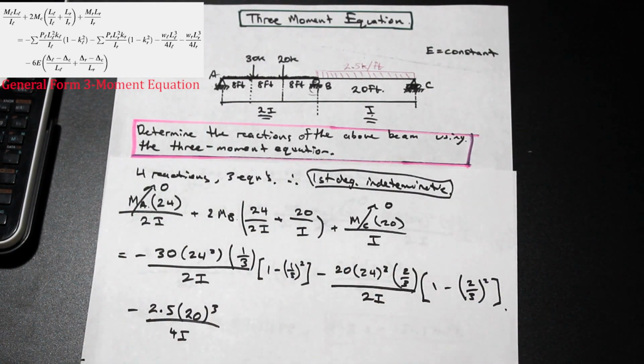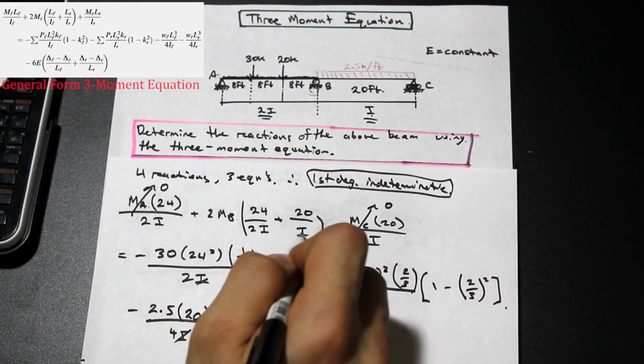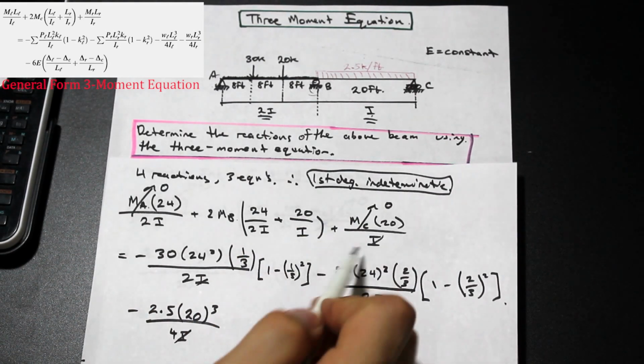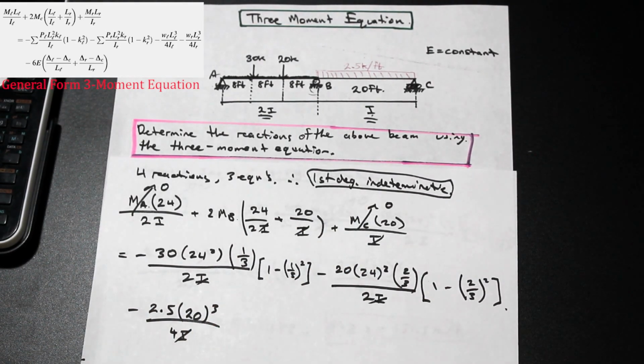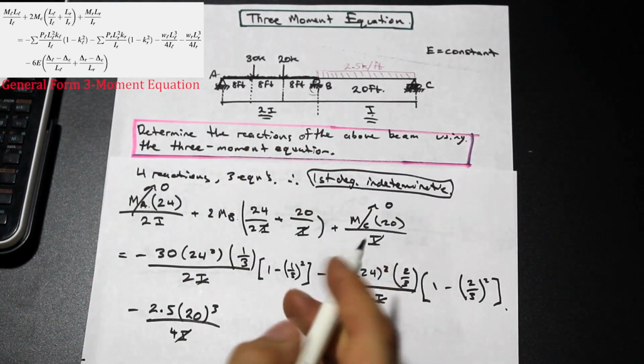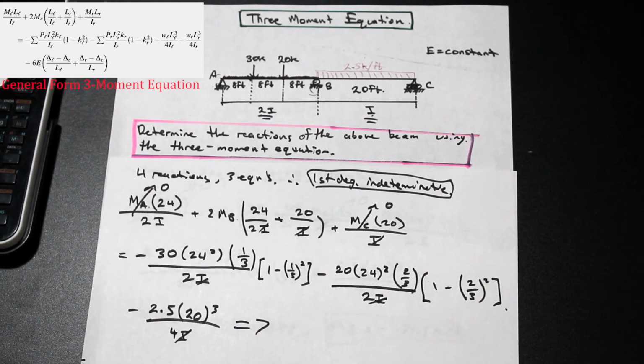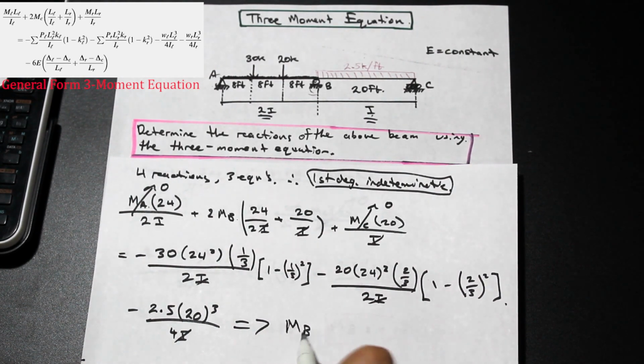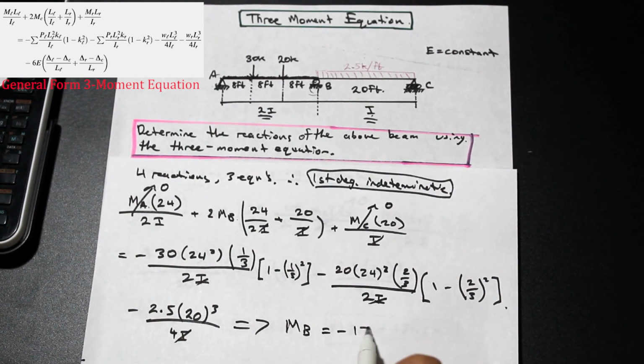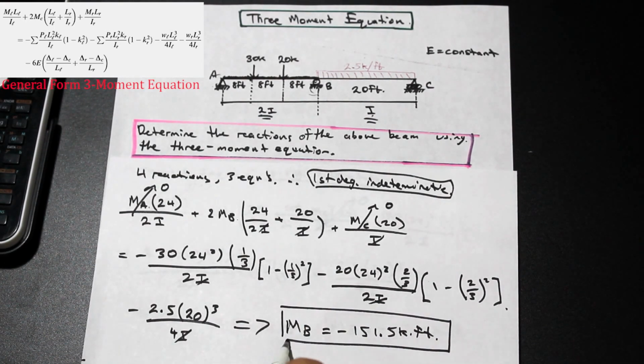All you need to do is work this out. All the I's are going to end up canceling in the end, so you can start canceling these out, because they're constant and they're in every single term. Go ahead and work that out. Be careful. What you are going to get is that MB is equal to negative 151.5 kip feet, after solving for MB.